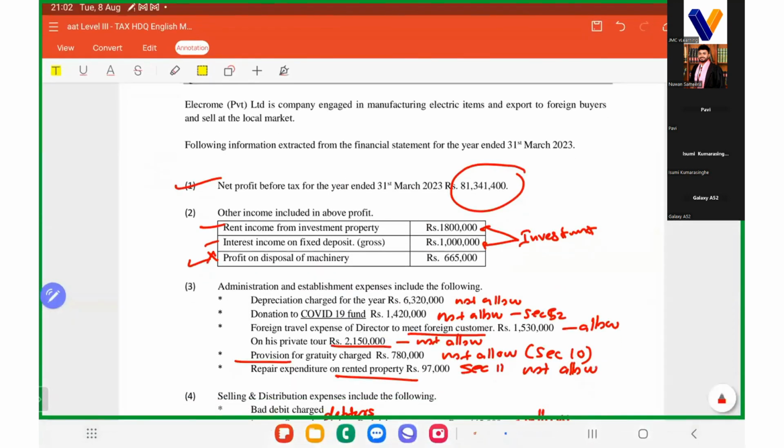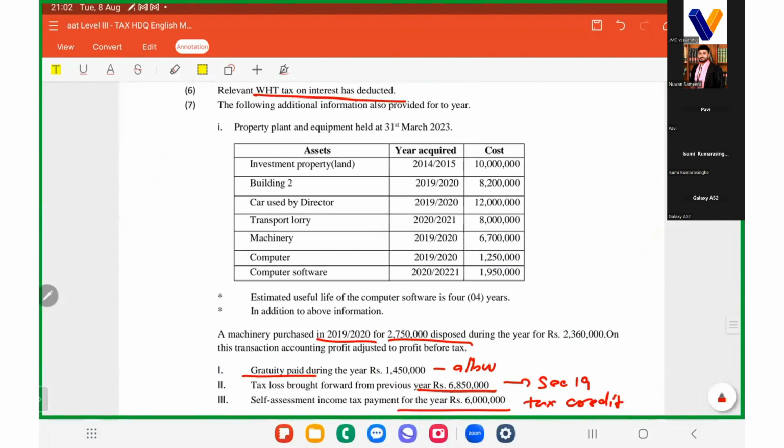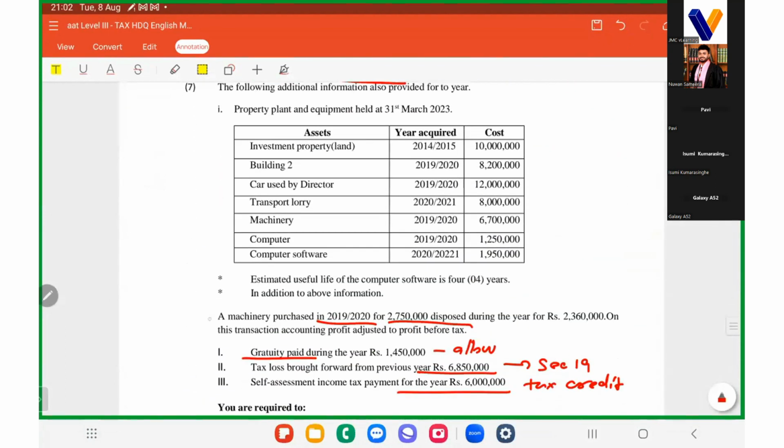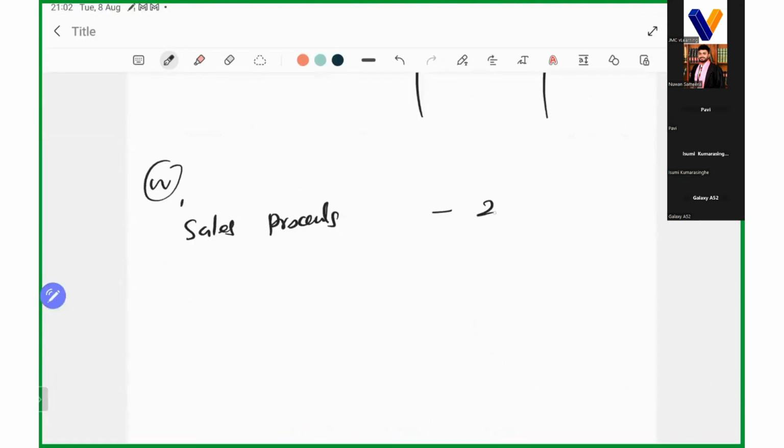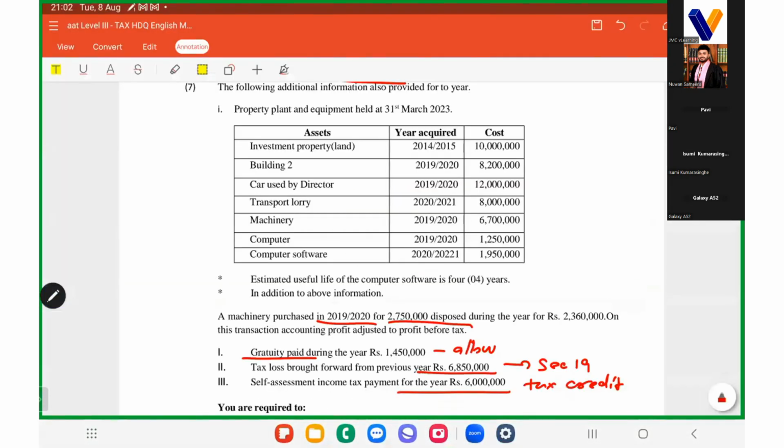They have given it directly. Here you can see under the property, plant and equipment, the first bullet point: the separate machinery purchased in 1920 at 2.75 million, sold at 2,360 million. 2,360, that is the sales proceeds. That is the sales proceeds, right? Yes or no?